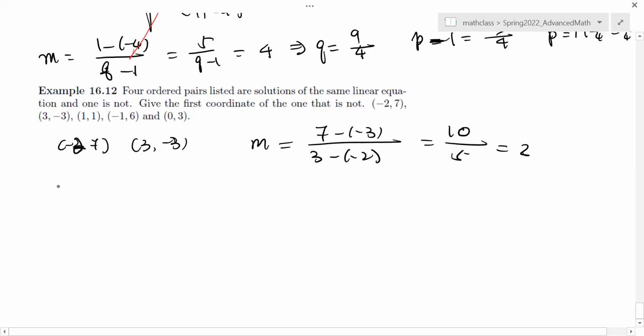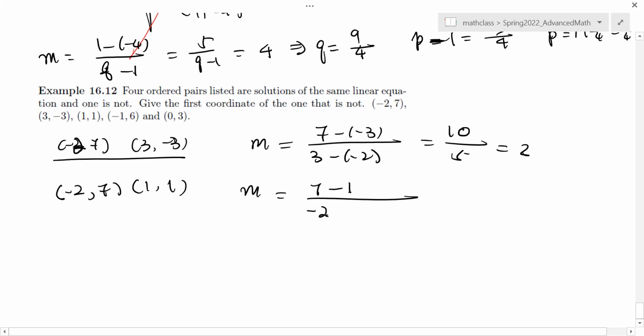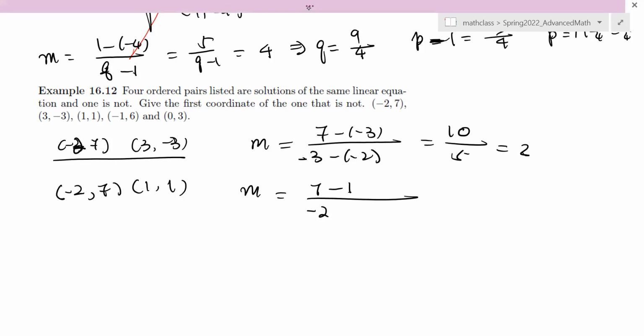Then you look at those 2 points. You can choose any of the pairs. So use these 2 points and you find the slope, and then you use another 2 points, and you find another slope. So it's going to be 7 minus 1, -2. I'm sorry, this should be negative. So that was a small mistake here in the computation.